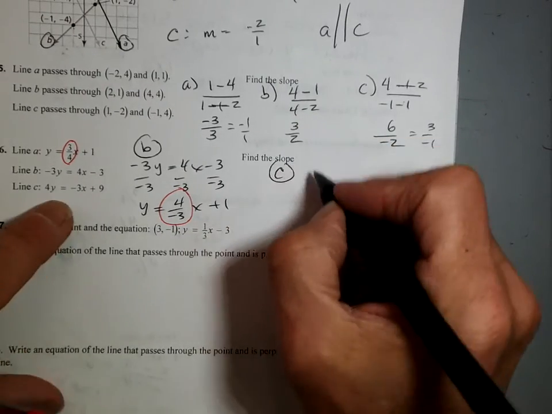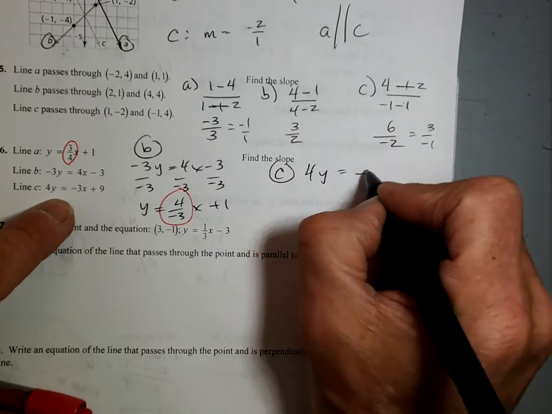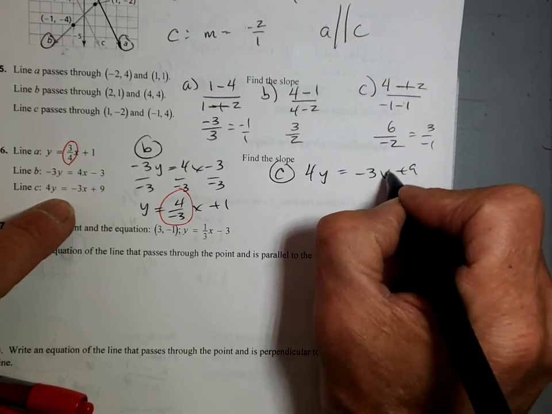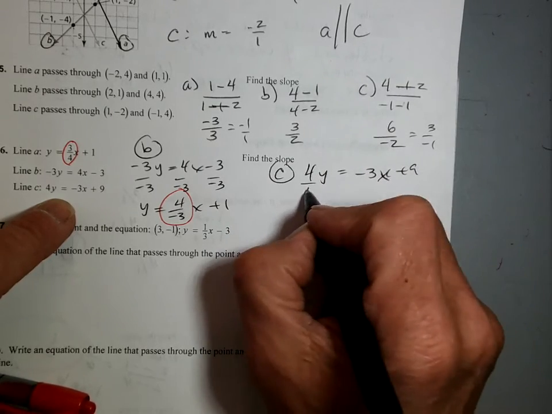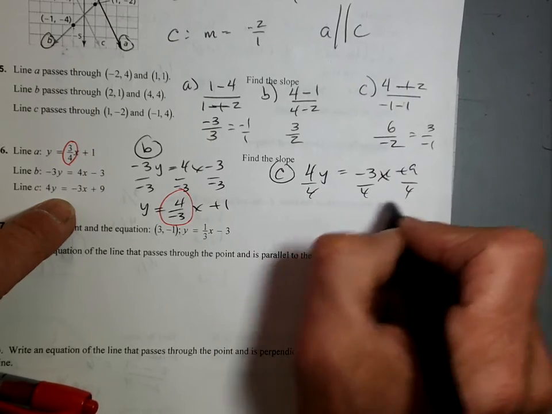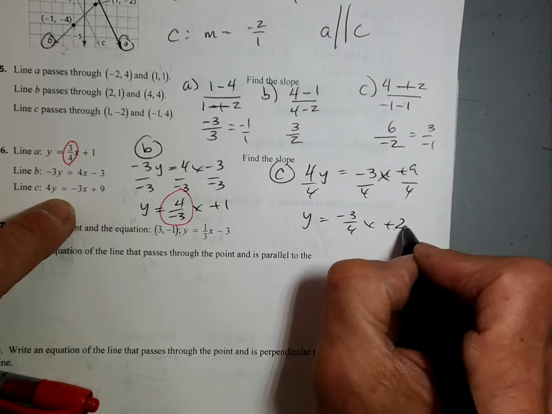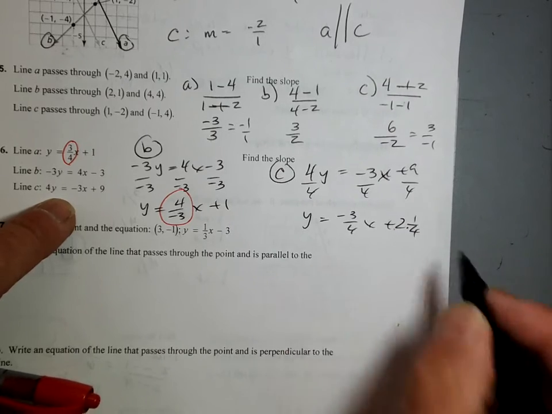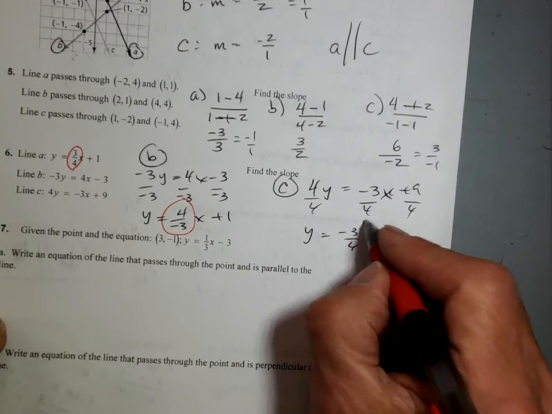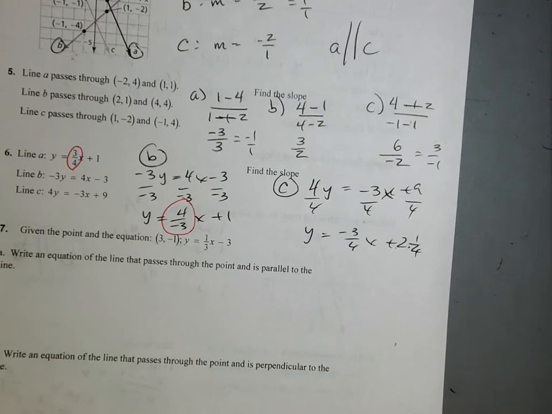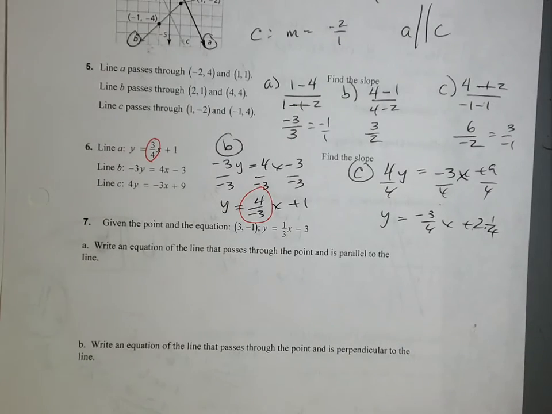C is 4y equals negative 3x plus 9. I'm going to divide by 4. Y equals negative 3/4 x plus 2 and 1/4. Oh, hold on. Nothing. So here's what: not parallel, right? Not perpendicular, but these two are perpendicular, aren't they?